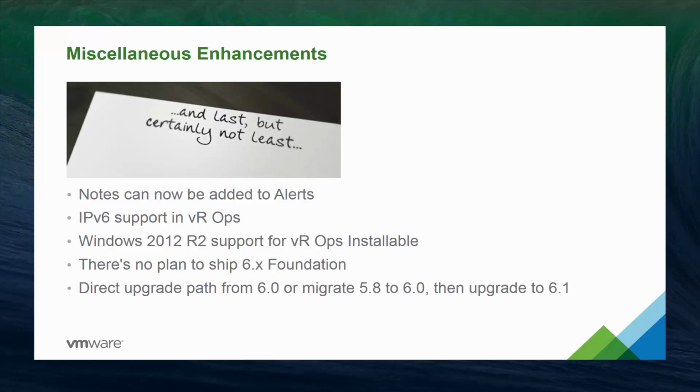Just to mention a few other enhancements that were made with vRops 6.1, we now have the ability to add notes to alerts. This makes it easier for administrators to keep track of who is managing them and what their resolutions were. It also supports IP version 6 as well as Windows 2012 R2 for the installable to run it on. vRealize Operations Foundation is being end-of-lifed. And finally, there's a direct upgrade path from 6.0 to 6.1 for those that are running previous versions.